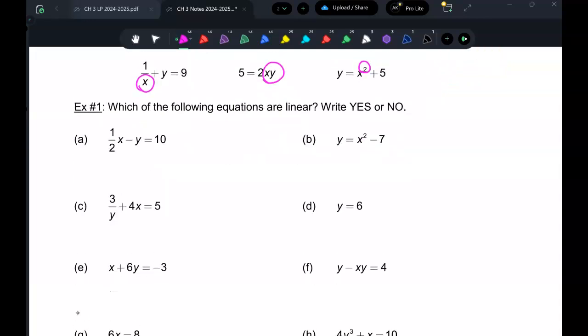All we need to do on this next part is write yes, it is a linear equation, or no, it's not. Evan says yes. Why is this one yes? Because the x isn't in the denominator. Do we have any exponents? No. Do we have any variables in the denominator? No. Okay. I'm going to just call on you guys now. Yes or no? No. What's the problem in this one? Exponent. Good. There's an x squared.